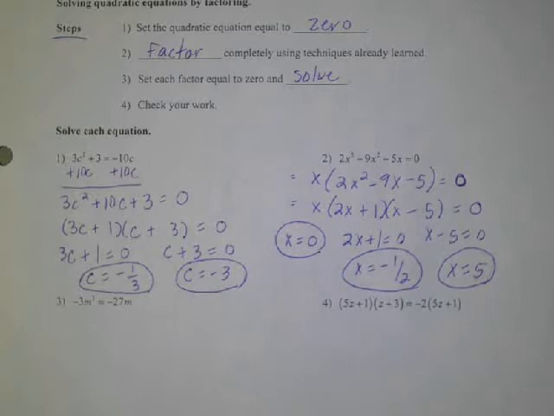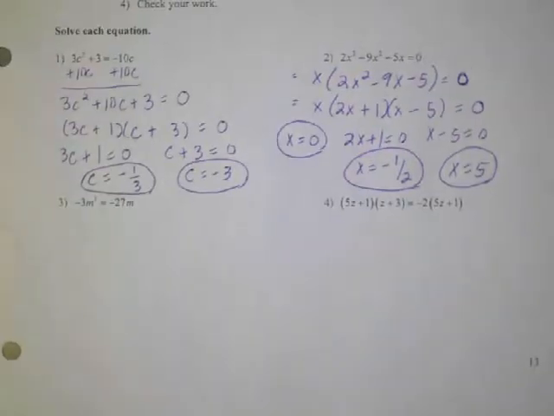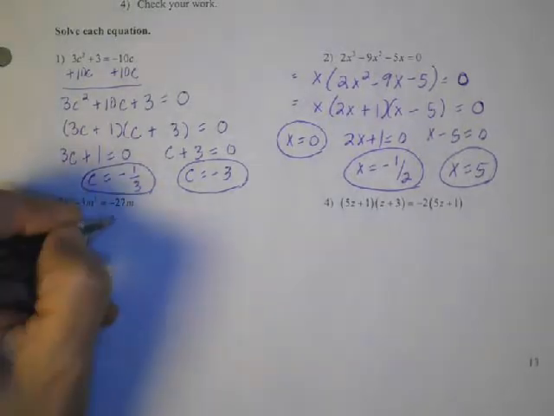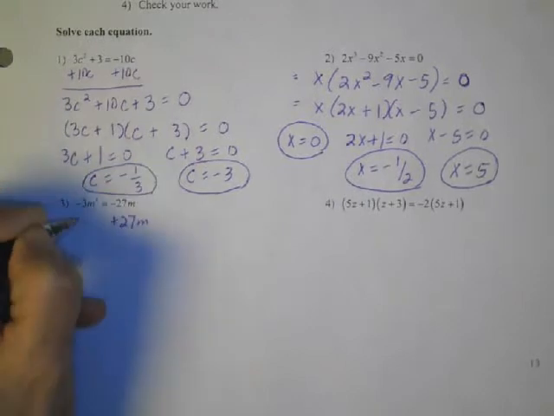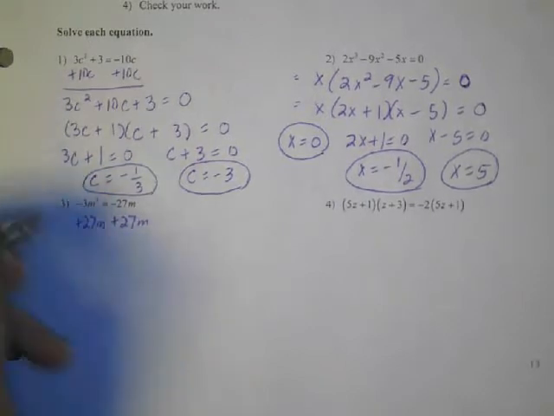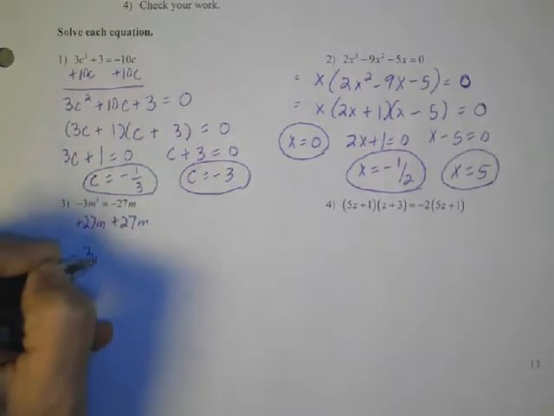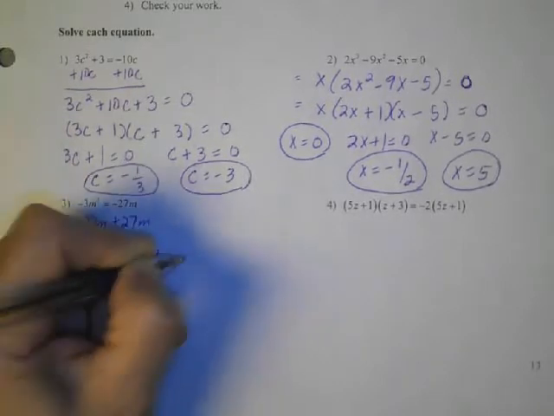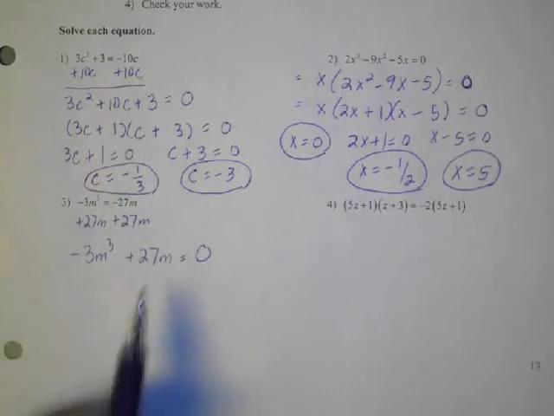Let's look at problem 3. Problem 3 has to be set to 0 first. So I'm going to add over 27m. And I'm going to get negative 3m to the third plus 27m equals 0.